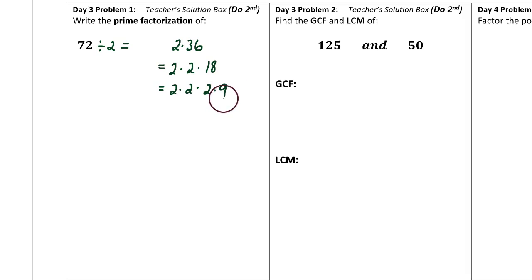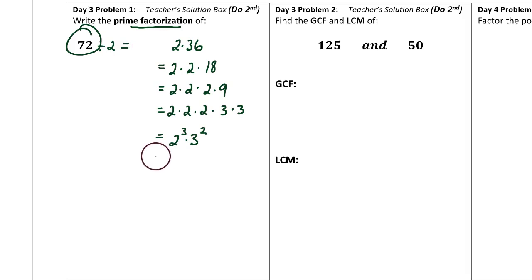Now 9 is not divisible by 2. The next prime number after 2 is the number 3. 9 does divide by 3. So this is 2 times 2 times 2 times 3 times 3. 2 times 2 times 2 times 3 times 3 is the number 72. This is a product of prime numbers. It is typical to use exponents when factors are repeated. So 2 to the third power times 3 to the second power is the prime factorization of 72.